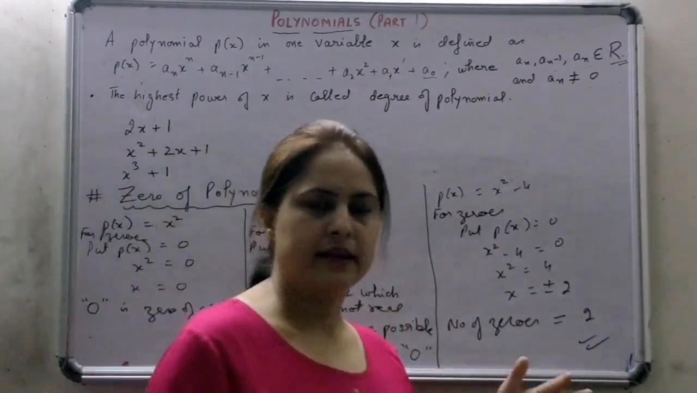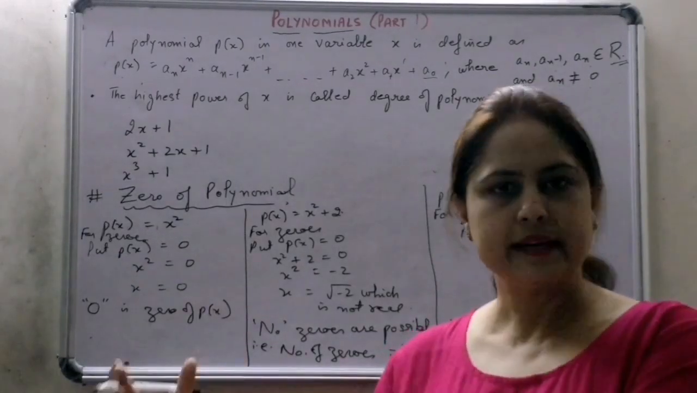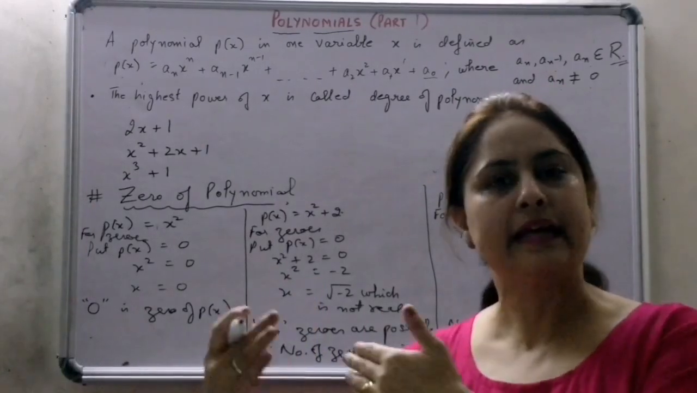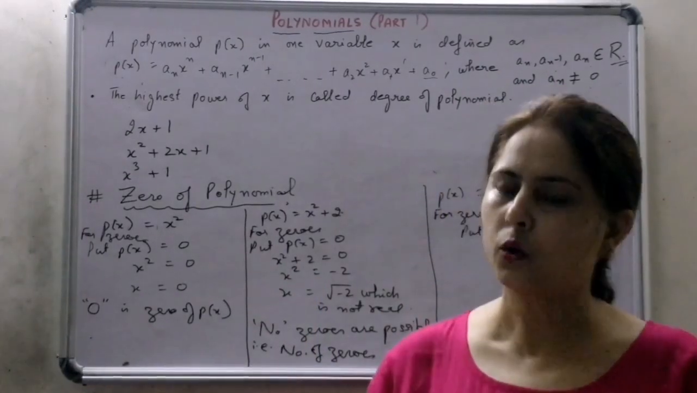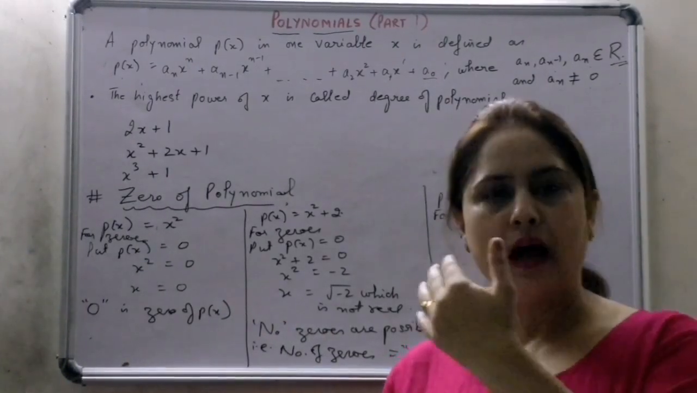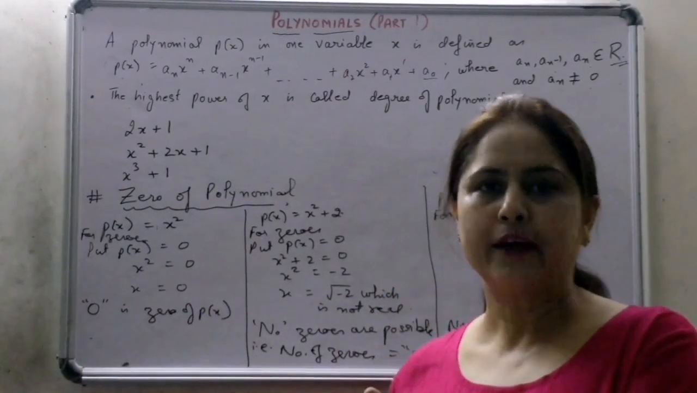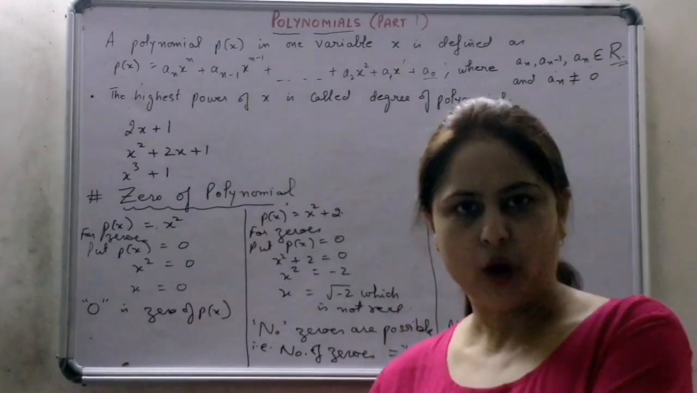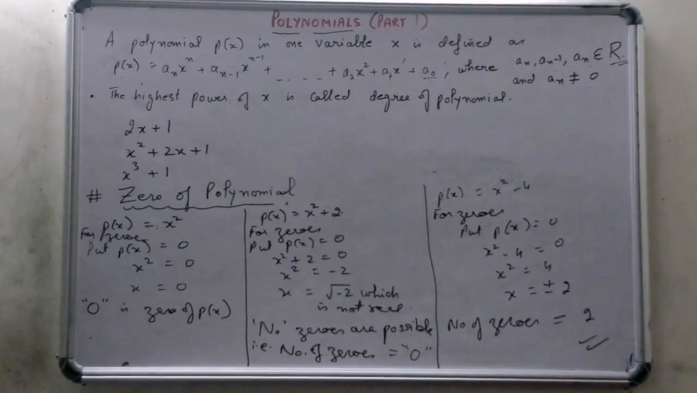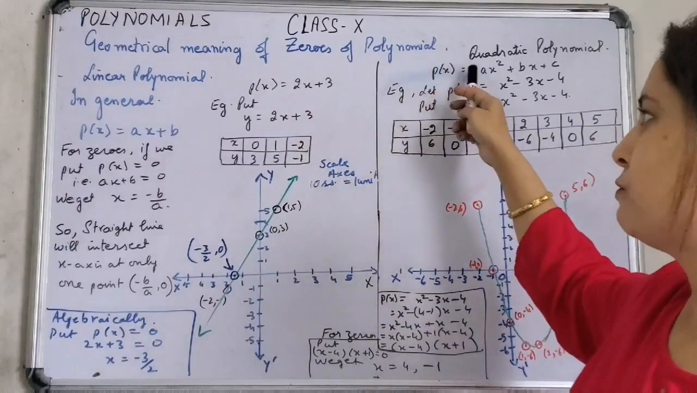Next, in class 10, we begin with the geometrical meaning of the zeros of a polynomial. In the next part, I'll show you how a linear polynomial can be represented graphically and how a quadratic polynomial can be represented graphically. After that, we'll give you a picture of a few graphs from which we will orally find out how many zeros a polynomial can have geometrically. Please note this down. Right now we are going to concentrate on the geometrical meaning of zeros of polynomials.